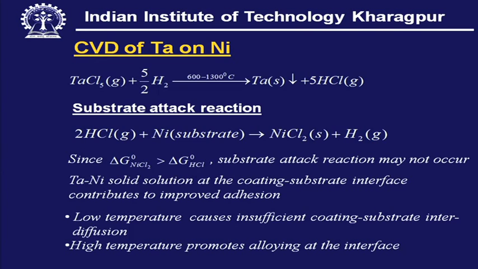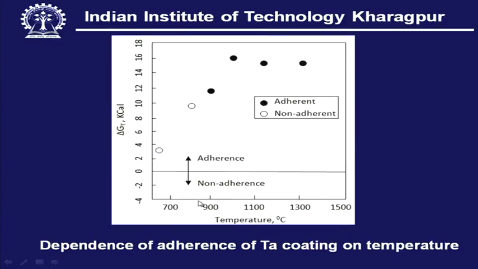Now, we go to this substrate attack reaction, CVD of tantalum, chemical vapor deposition of tantalum on nickel. Here we see that in this reaction, nickel chloride can form, as per the statement of this reaction. But if we consider the respective free energy of formation, nickel chloride cannot form. But still, it is quite an interesting observation that this coating of tantalum on nickel is not very adherent. In this case, the non-adherence is because of the poor alloy formation between the coating and the substrate.